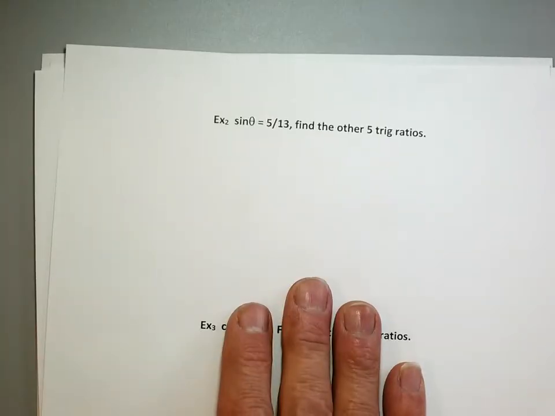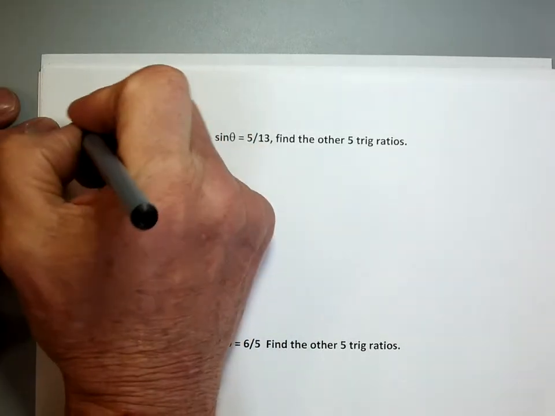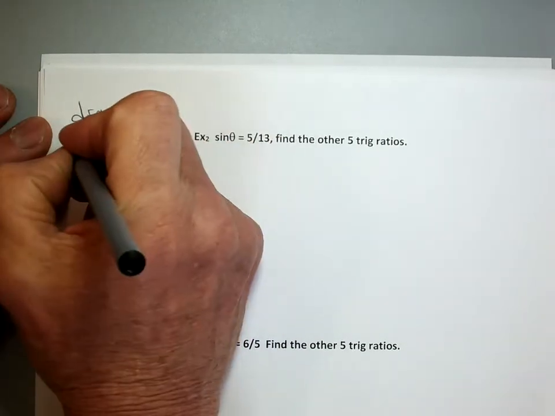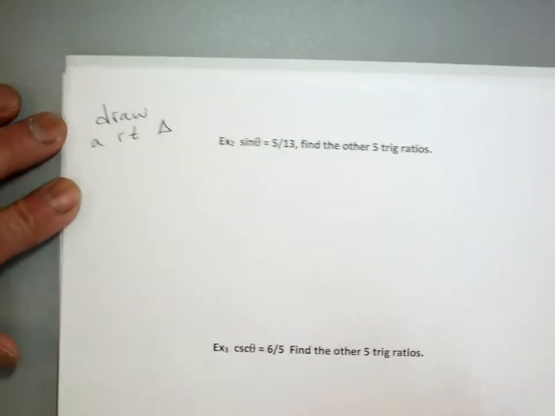Okay, so let me flip this around. Let's take a look at Example 2. Sine of theta is equal to 5/13. Find the other 5 trig ratios. What does this mean? Well, before I do anything, let's draw a right triangle, okay? Because it's really going to help me out if I draw a right triangle.